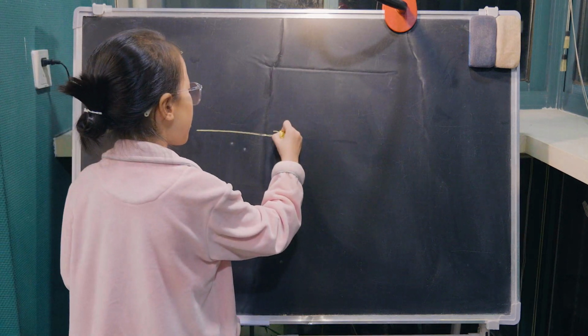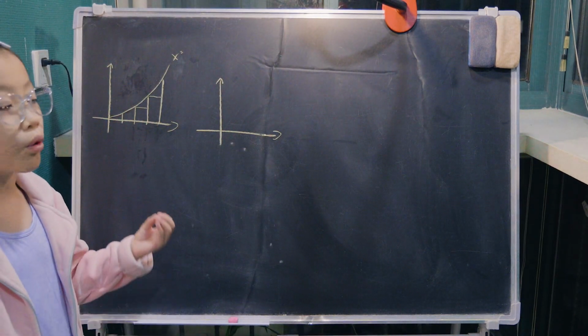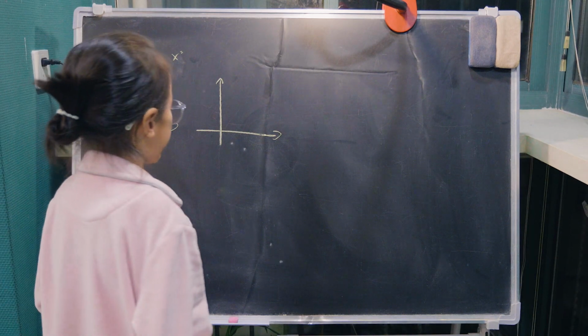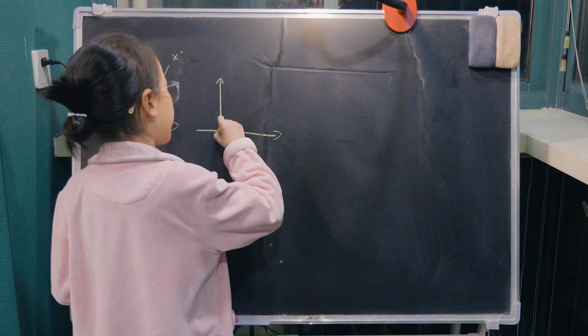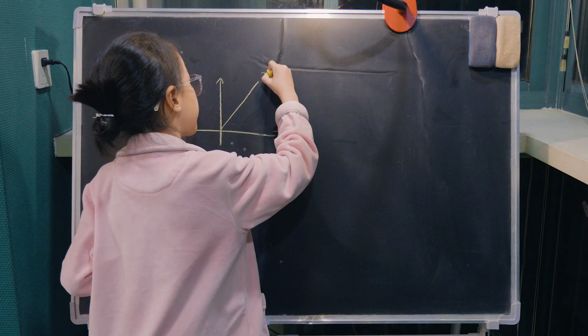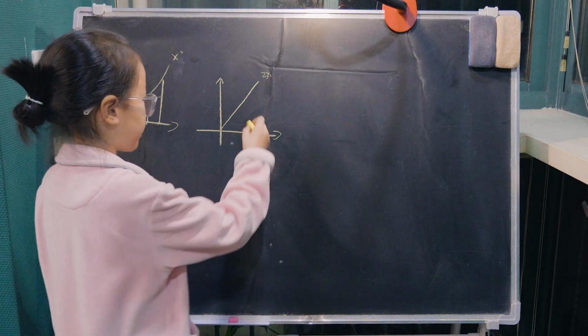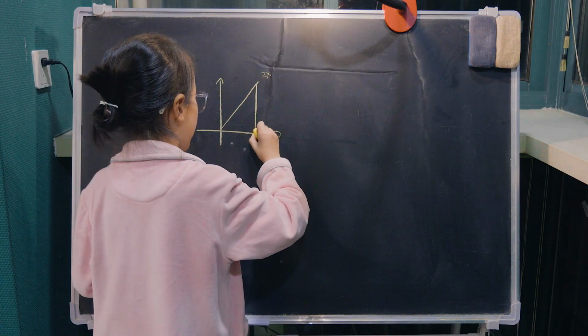So now we need to prove it. We will draw the differential function. Okay, what's the differential function of x squared? Of course, you know that. That is 2x, right? So let's say 2x, and then we draw the same x values.